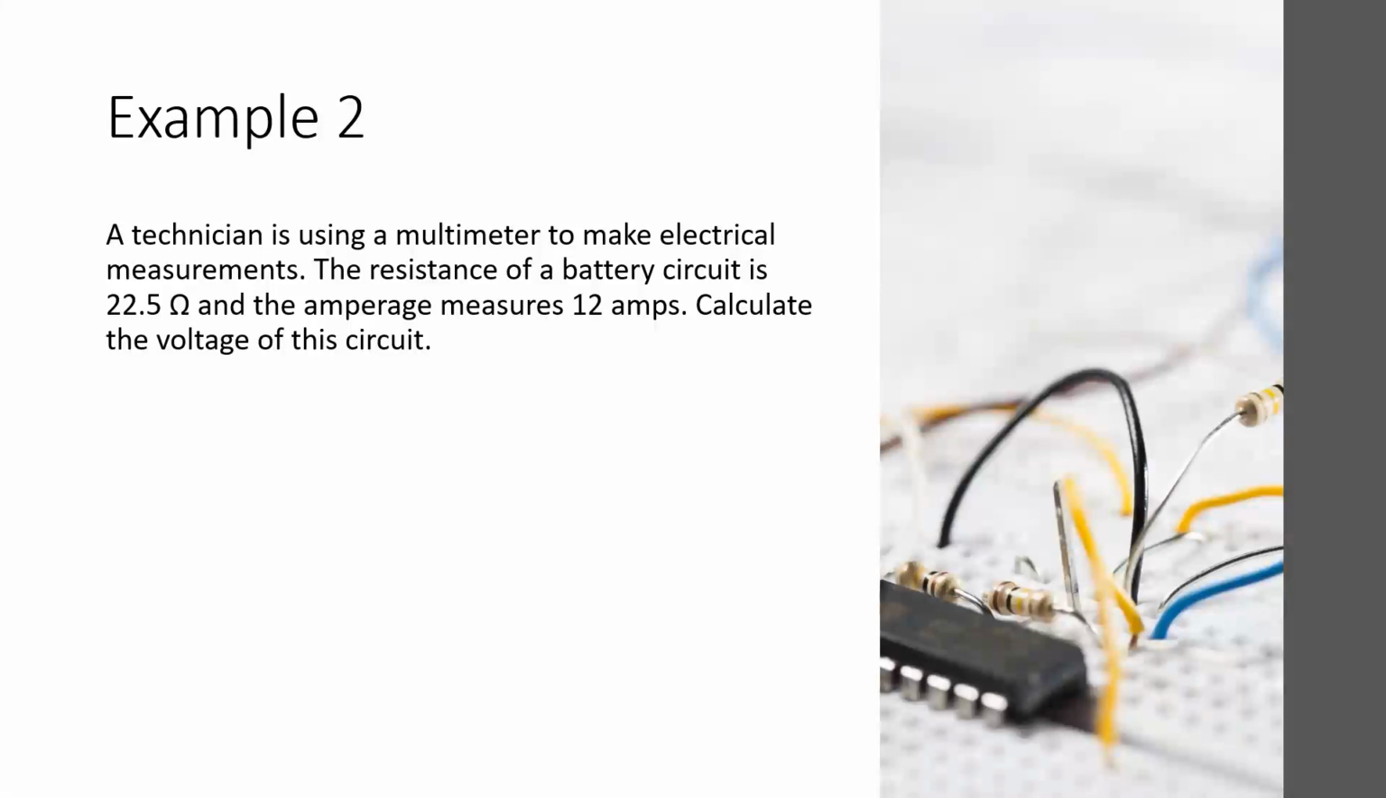A technician is again using a multimeter to make electrical measurements. The resistance of a battery circuit is 22.5 ohms, and the amperage measures 12 amps. Calculate the voltage of this circuit. Take a minute and try filling it in for yourself. If you need some time to set it up in your own notes, go ahead and hit the pause button and resume the video when you're ready.